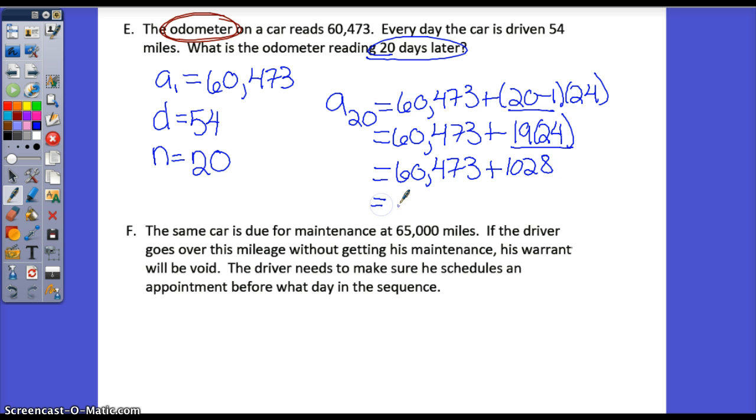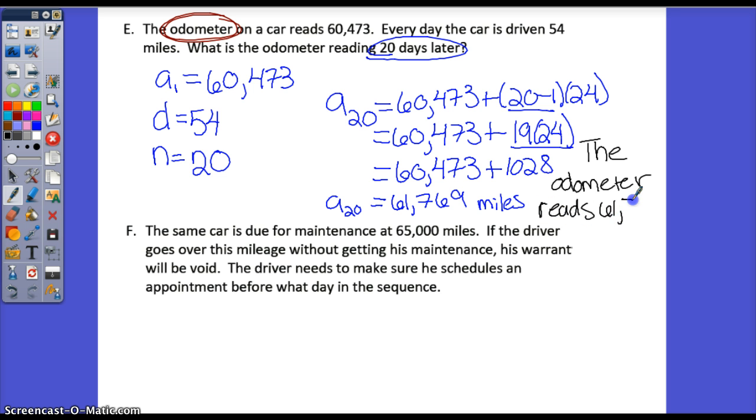Last but not least, if you add them up, 61,499. So a sub 20, and it would be miles. You could write a sentence that says, the odometer reads 61,499 miles. So people do use this with their cars.